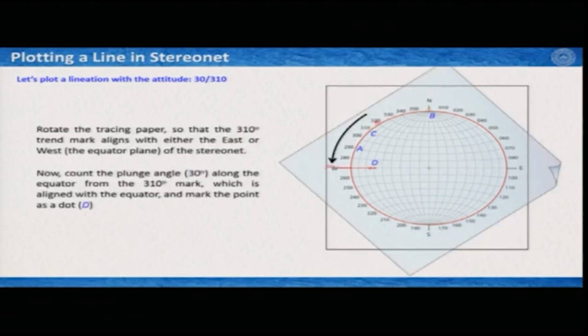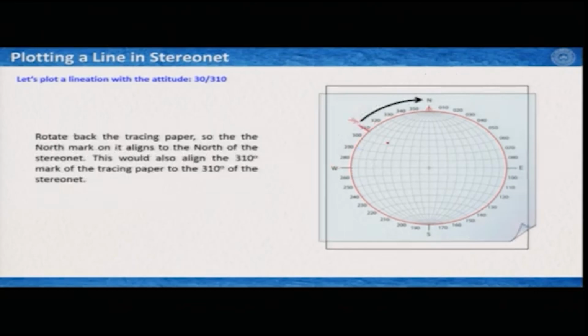Now, you have to rotate the tracing paper in such a way that this 310 degree trend mark aligns with either the east or west side of the stereo net along the equatorial plane. Once this is done, you count the plunge angle, which is 30 degrees, along the equator from the 310 degree mark, which is aligned with the equator, and mark the point as D. In this stereo net, which is at the bottom, each grid is 10 degrees. So here we count 10, 20, 30, and we arrive at this point D.